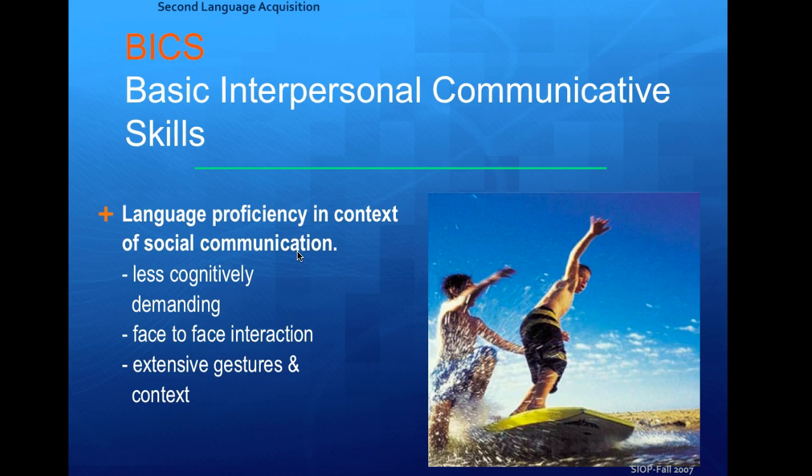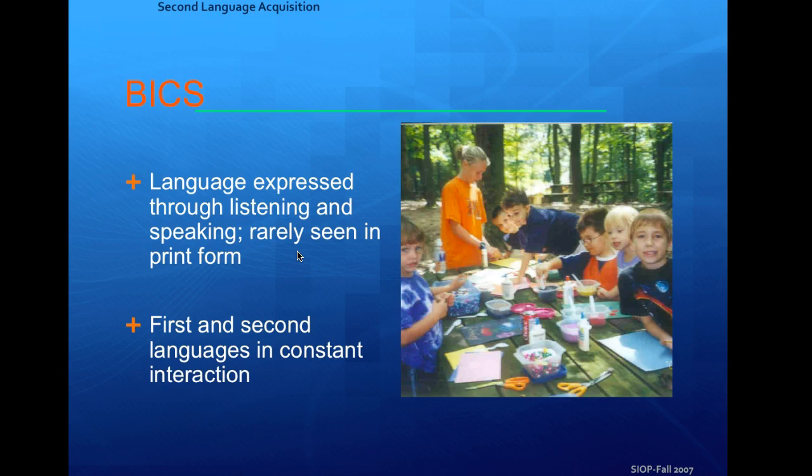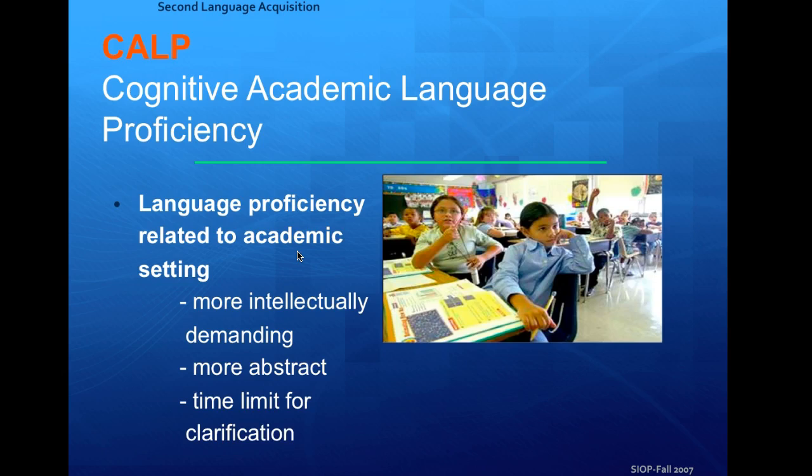So it's less cognitively demanding, it requires face-to-face interaction, and it uses extensive gestures and a lot of context. It is language expressed through listening and speaking and is rarely seen in print form. All the things these kids are doing there, they're using their hands, they're pointing, they're touching, they're explaining by gestures. First and second languages are in constant interaction. If you remember, I mentioned before how important interaction is in terms of learning. That student-to-student interaction is the way second language learners actually learn BICS best.